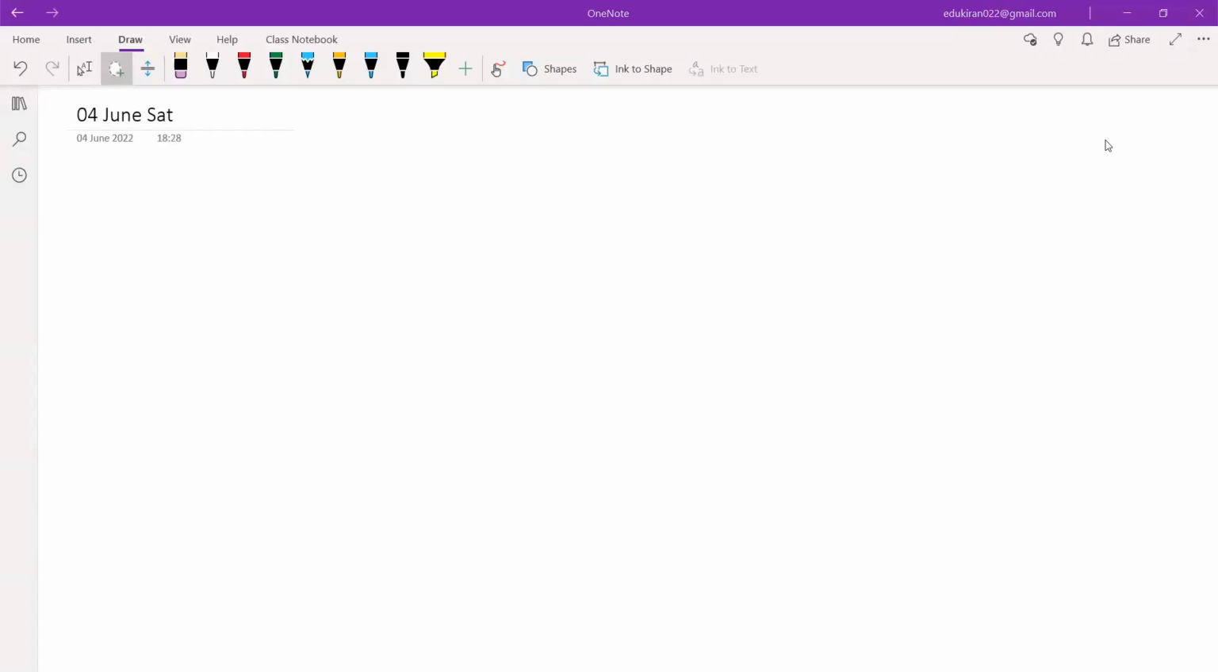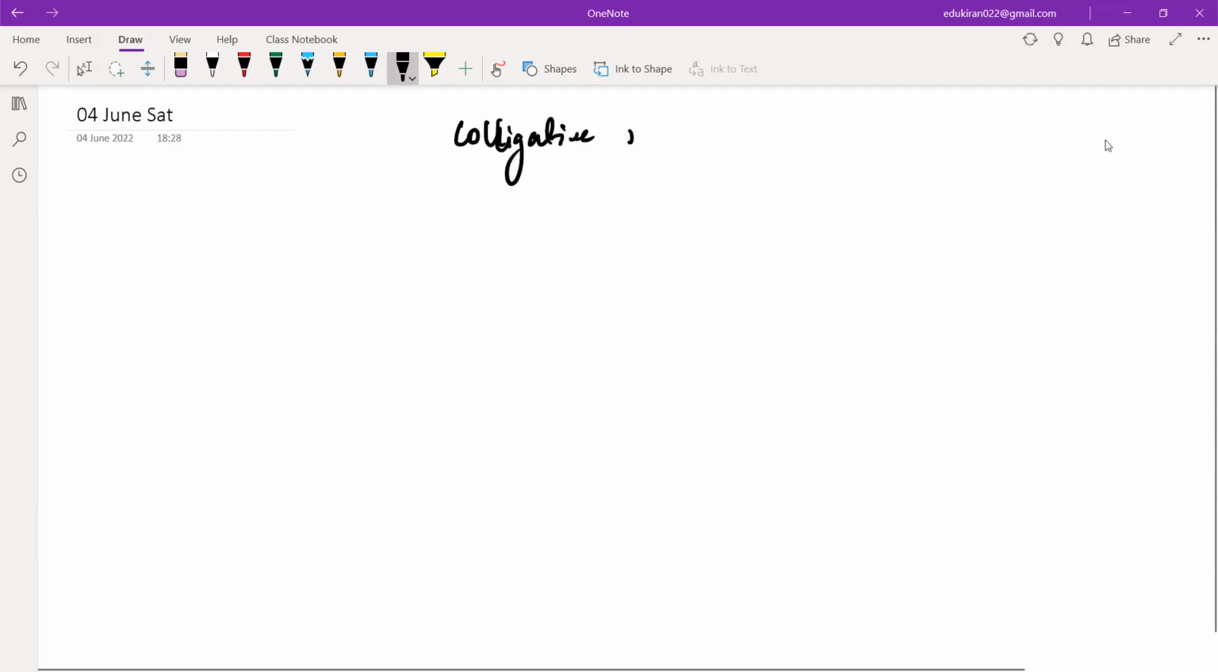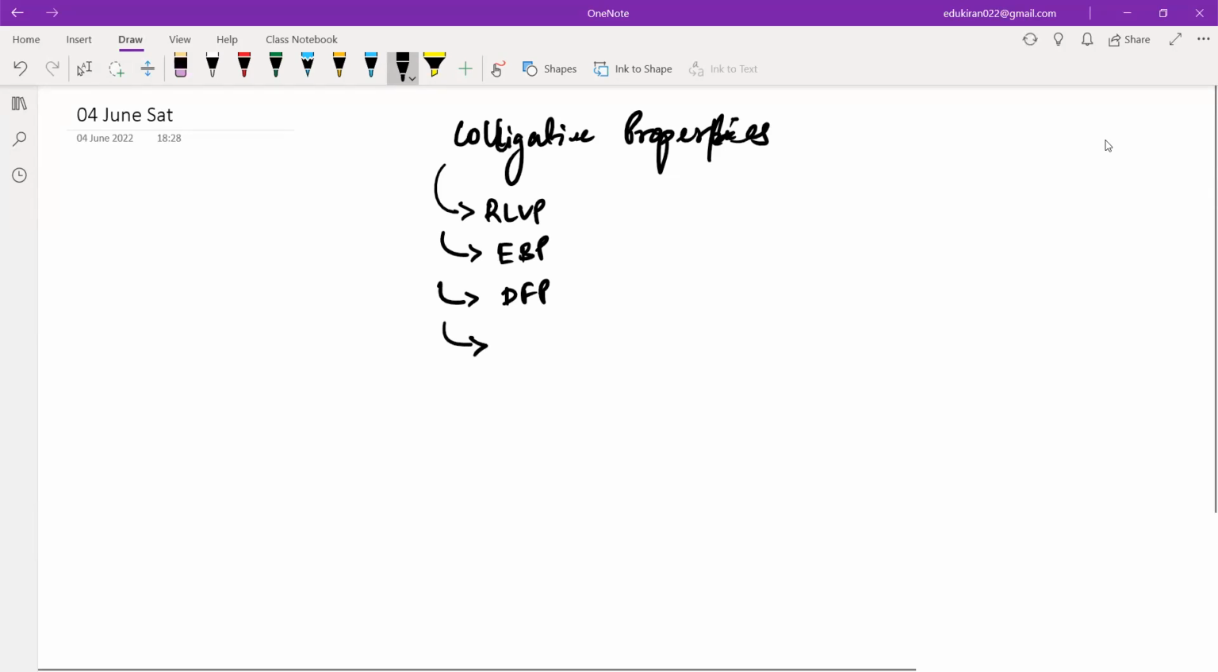So today we are going to do osmotic pressure. We were dealing with colligative properties. In colligative properties, we have done relative lowering of vapor pressure, RLVP. We are also done with elevation in boiling point, and in the last class we did depression in freezing point. Today we are going to do the fourth one, that is osmotic pressure. So let us see osmotic pressure.